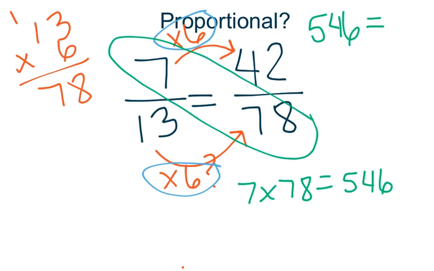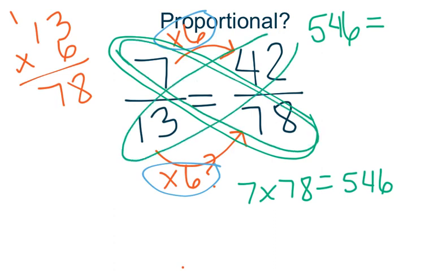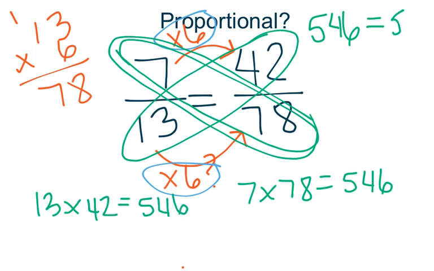So 7 times 78 was what we did first. Now we're going to cross multiply the other side. 13 times 42. And if you multiply 13 times 42, you get 546. So because these two things create an equation, they create something that is equal, then that means this whole thing is a proportional relationship. This would be a proportion.